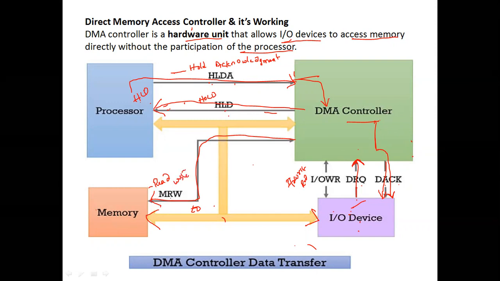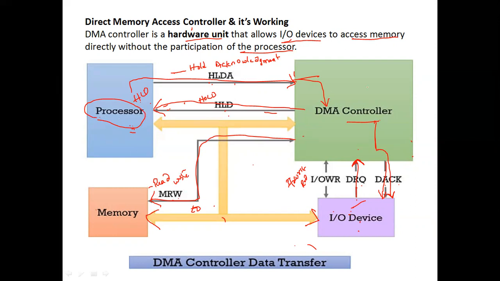Fine. When the data transfer is accomplished, the DMA raises an interrupt to let the processor know that the task has been completed. So it gives an interrupt signal to the processor that my task has been completed. Now the processor takes control over the system bus and does its work again. So this is how the DMA controller works.